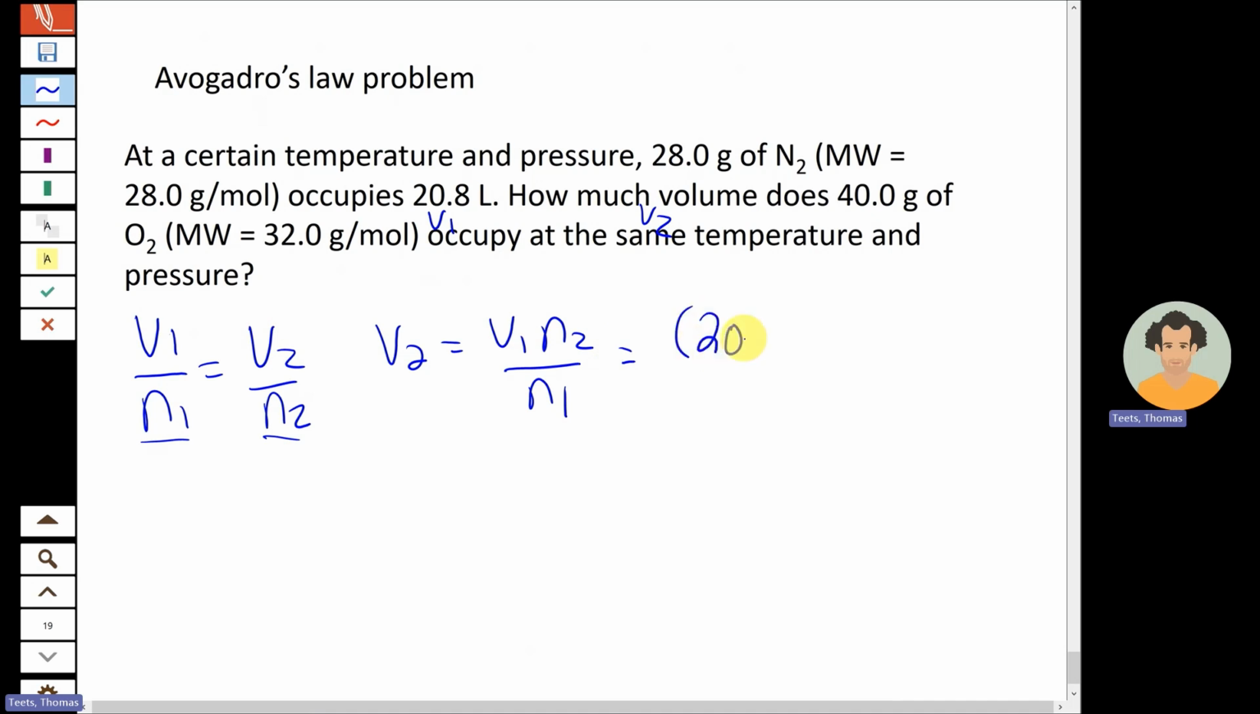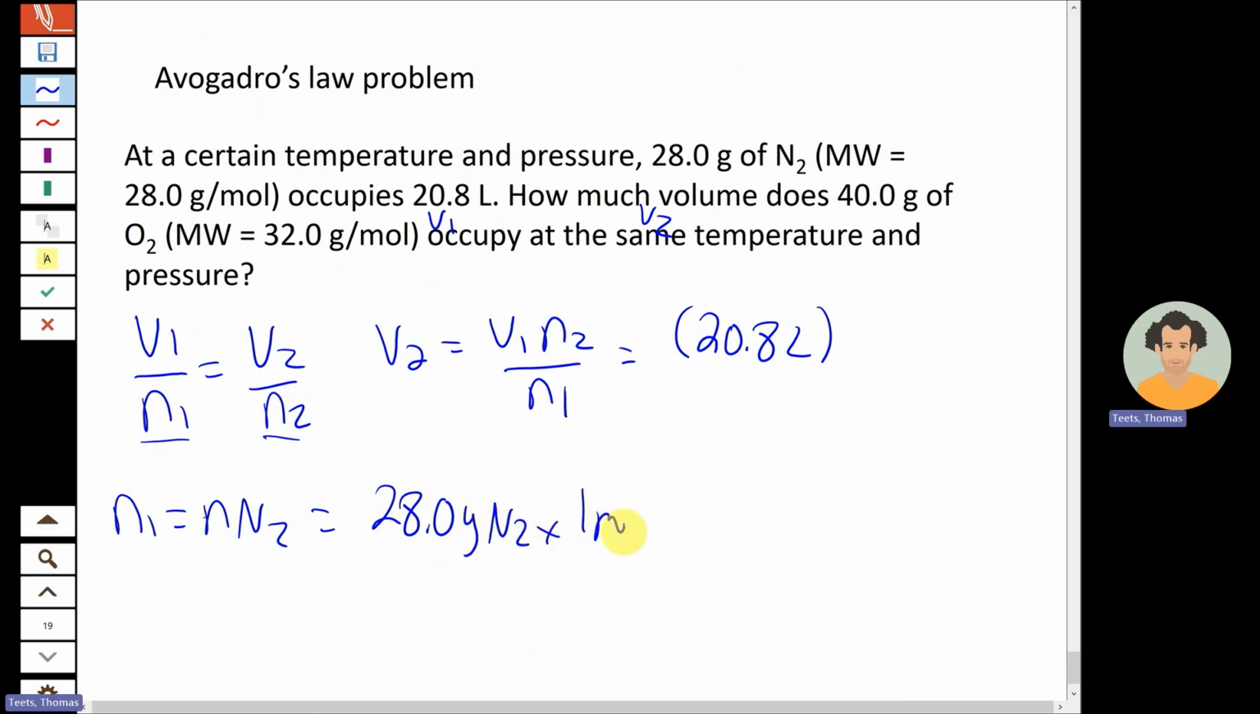And so then we just have to start plugging things in. So our initial volume was 20.8. And that's going to be the volume of the nitrogen, which is going to be N1, and then N2 is going to be the amount of oxygen. So in this relationship that we've set up here, N1 is the number of moles of nitrogen gas that we have in the first sample that corresponds to the initial volume V1. So we have 28.0 grams of N2 and the molar mass of N2 is also 28. So this corresponds to 1 mole. So the initial number of moles is 1.